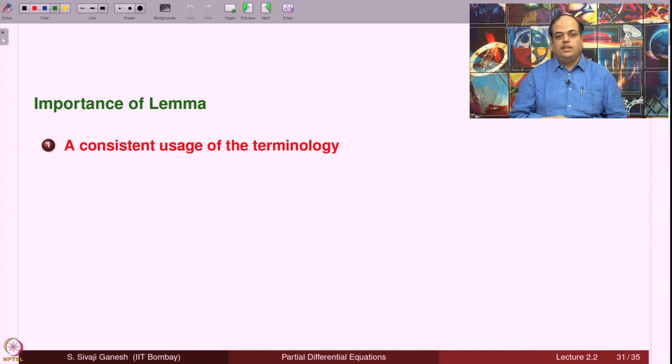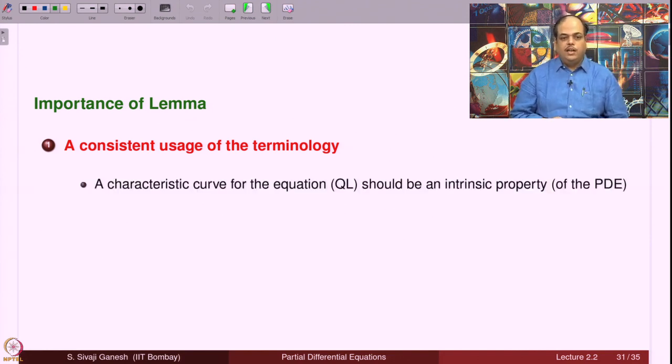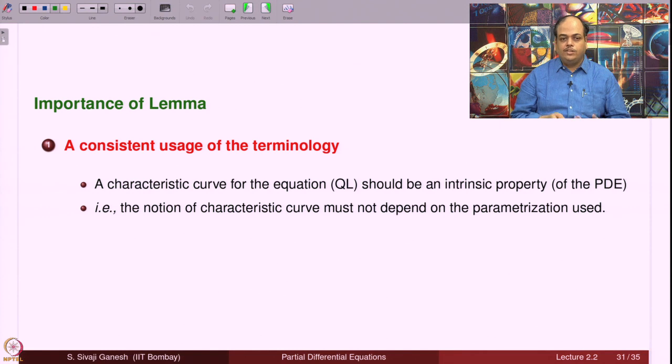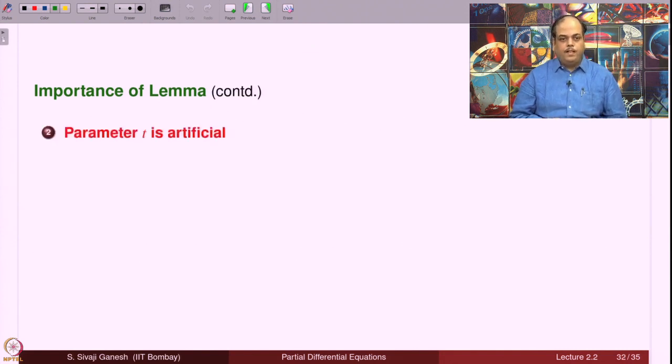The importance of this lemma is that it gives us a consistent usage of the terminology. A characteristic curve for QL should be an intrinsic property of the PDE. It should not depend on the parameterization used. Remember, the definition was using a parameterization. This is confirmed by this lemma, and the parameter t is artificial.